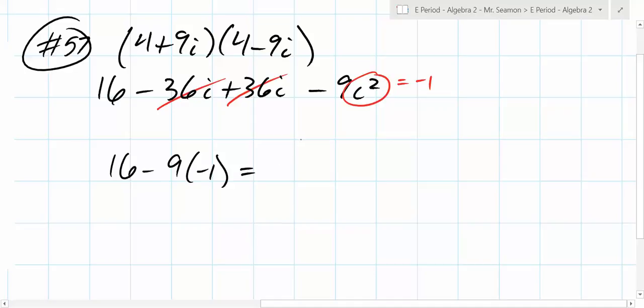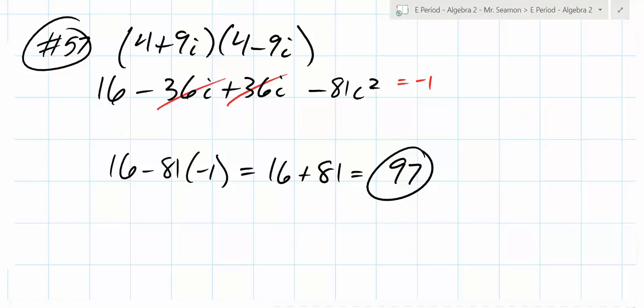Negative 81? Yeah, because 9 times 9 should be 81, not 9. Oh, I can almost do some basic math. Almost. Correct. So yes, that should be 81. So what do you end up with? 16 plus 81, which is 97.